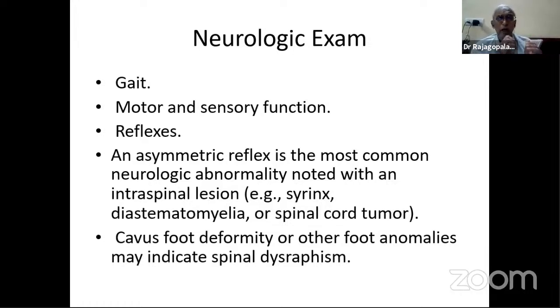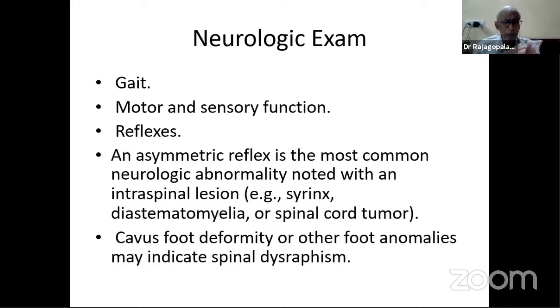So you have a short time, 15 minutes, you can't be doing everything. You have to do the gait, you have to do the motor and sensory, you have to do the reflexes, and look for asymmetric reflexes, and abnormal reflexes which are normally not seen. One simple example for you is here, Babinski, things like that.